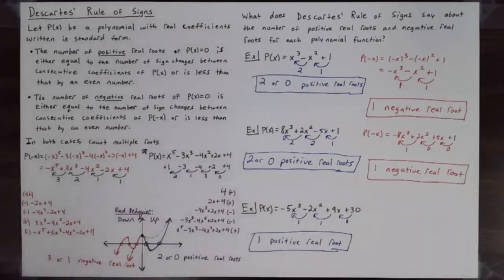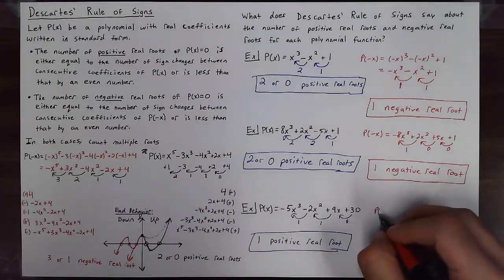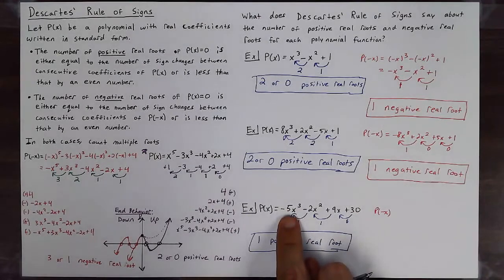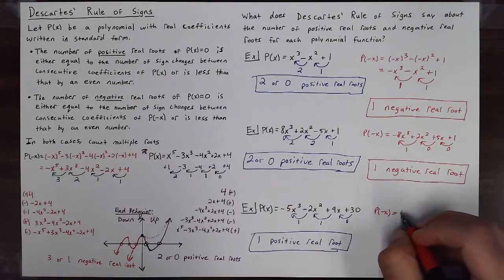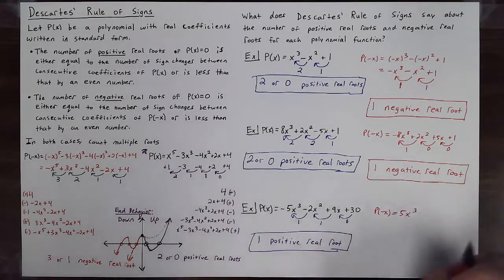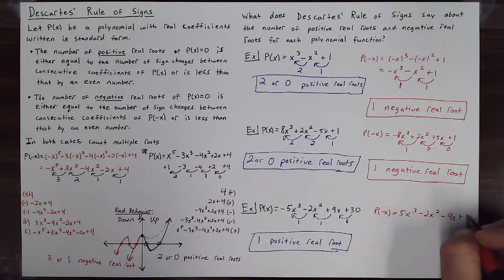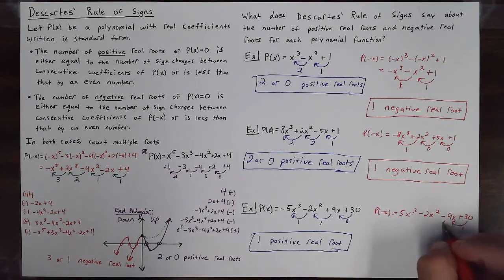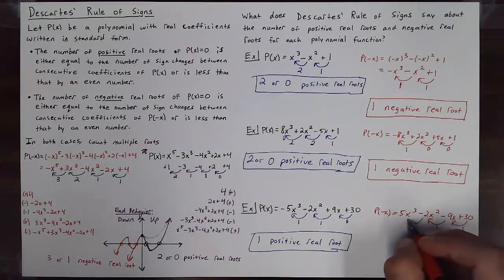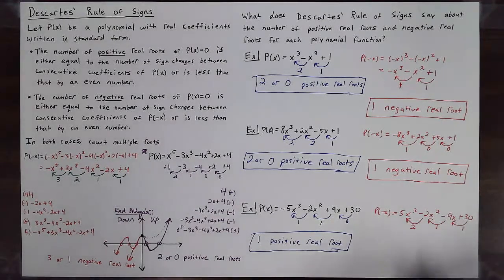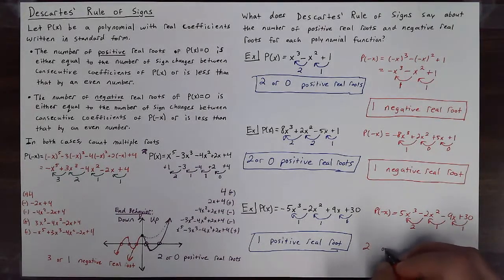But for my negative real roots, p of negative x, that first term, since it's an odd power, there's a sign change there. So 5x cubed. Don't change the x squared term. It doesn't change because of the negative. Then minus 9x plus 30. So I'm seeing here, there's one sign change, nothing changed there. Then something else changed. So there's two sign changes, leading me to 2 or 0 negative real roots.